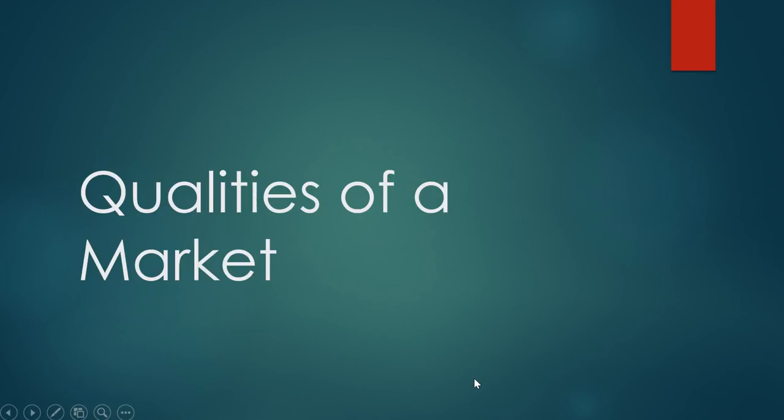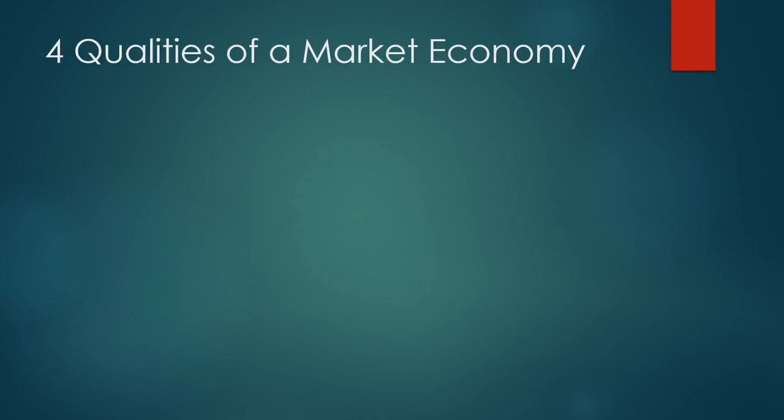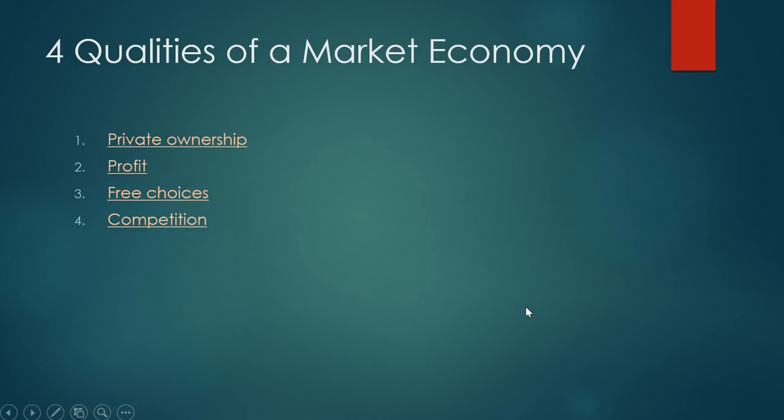Qualities of a market. So now we are looking at the concept of that free market system. There are 4 qualities of a market economy. Number 1 is private ownership. Number 2 is profit. Number 3 is free choice. Number 4 is competition. In order for an economy to be truly considered a market economy, you have to have these 4 qualities.